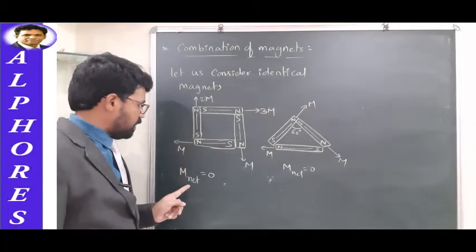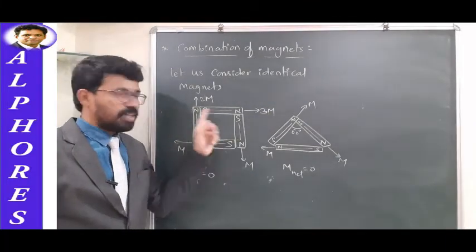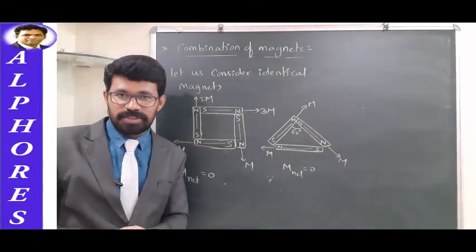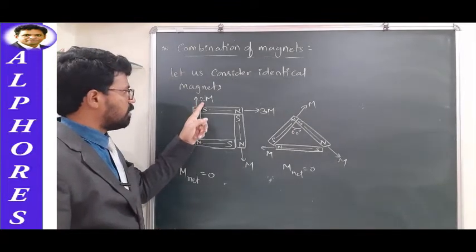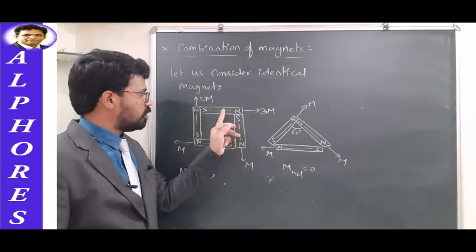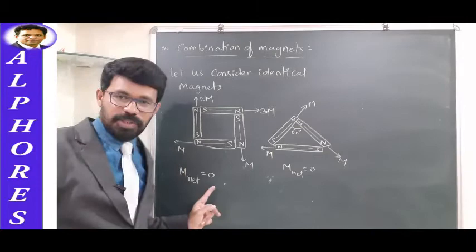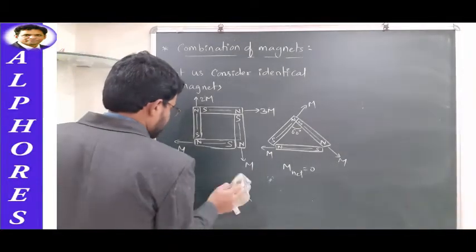Now the resultant magnetic moment is not equal to 0 because all are not identical. All the magnets do not possess the same magnetic moment. This magnet possesses a magnetic moment equal to 2m, and magnetic moment of this one is m, this one is m, and this one is 3m. Now all are not the same, so the resultant cannot be 0. Now the resultant will be different. So let us try to find out what that resultant is.